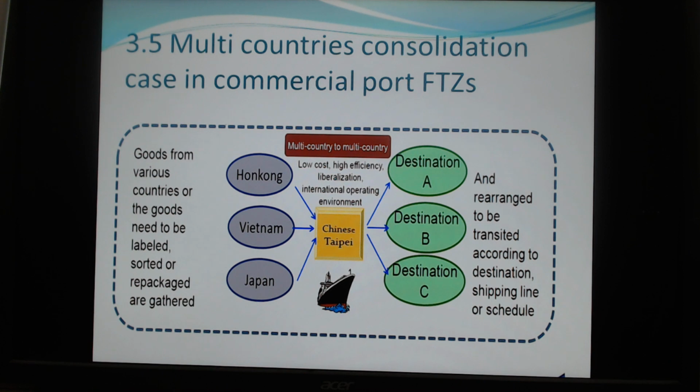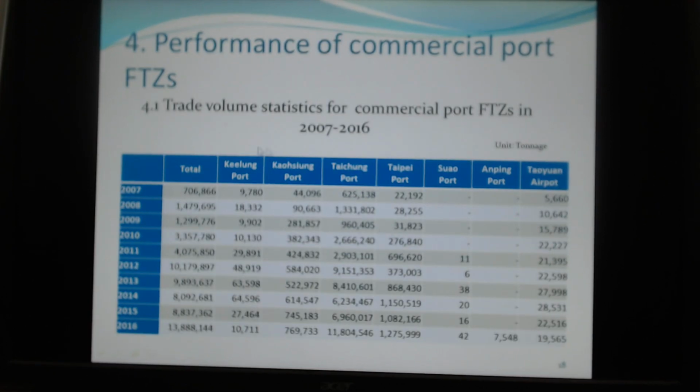Okay, here is today's issue. Let's talk about multi-country consolidation. We get a very clean definition, because we export from Hong Kong, Vietnam, Japan, to consolidation in Taiwan, then export to another different place. Okay, you can see this performance in Keelung port. They have this mark of 9,780 TEUs, and then increased to 10,000. Kaohsiung port increased by many more TEUs, and Taichung the same.